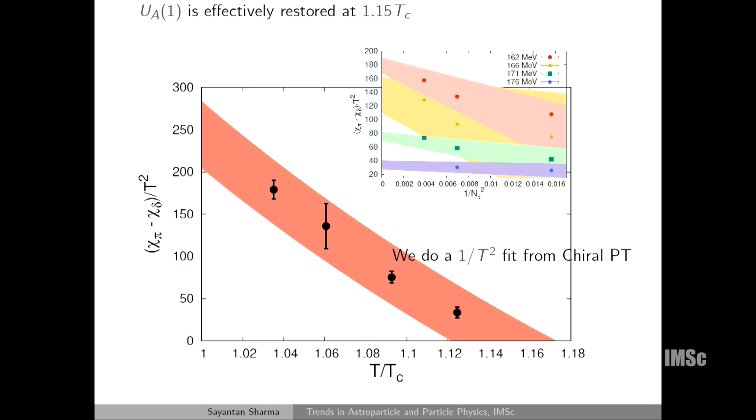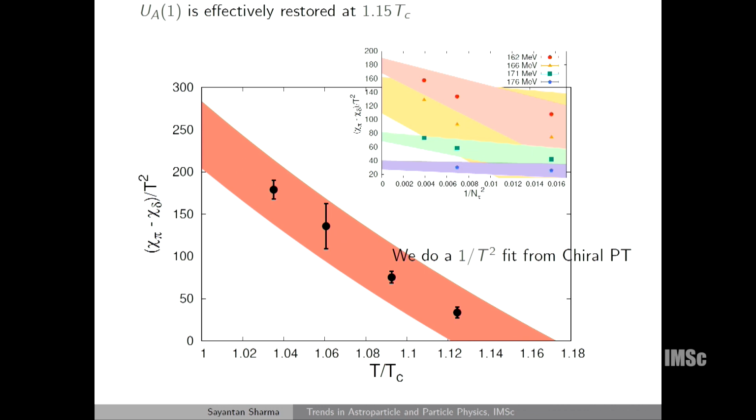And then, of course, we can calculate this difference between the correlation functions, which is an observable that gives an idea about how much the UA1 is broken. These are all done in the continuum limit, so there are no lattice artifacts; all of these are taken into account in the systematic errors. If we do a 1 by T squared fit from chiral perturbation theory, there is a nice falloff, and we can see that at temperatures about 1.2 times the chiral transition temperature, which is around 190 MeV, this part is effectively restored.